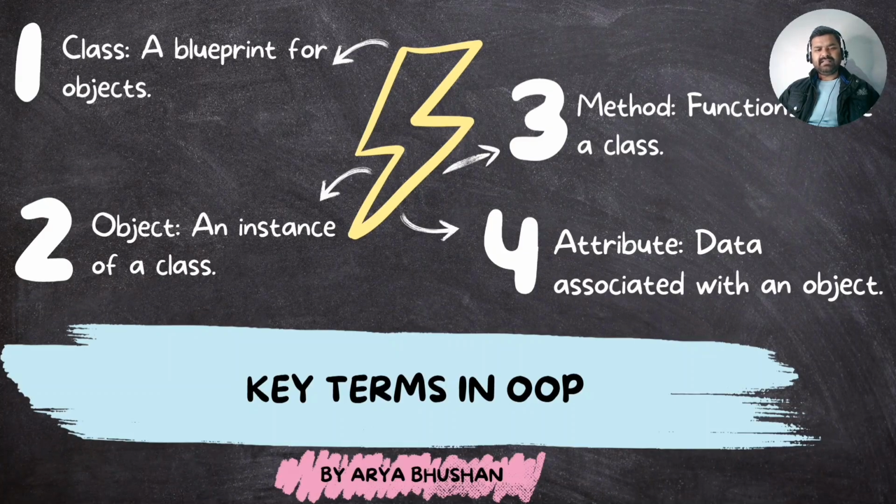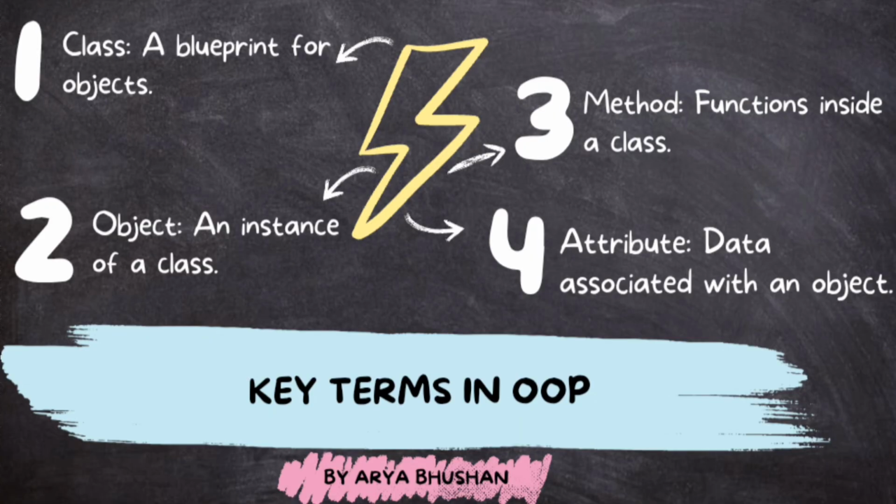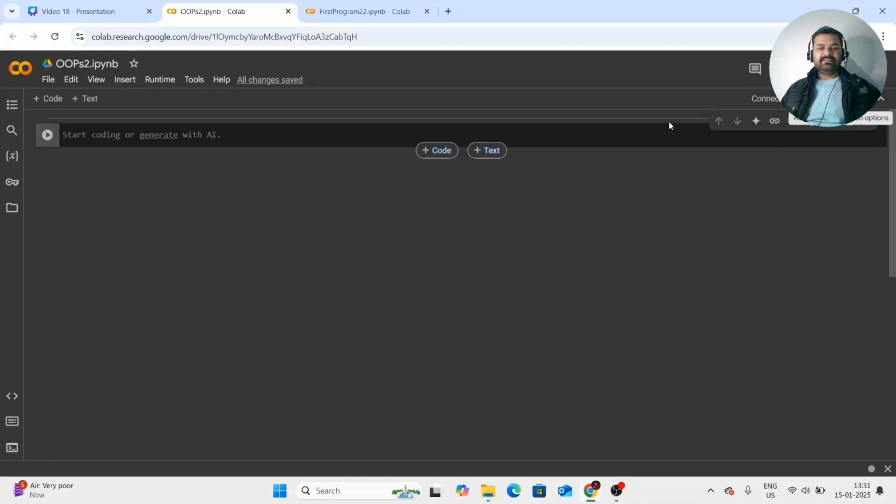Before we jump into practical examples, let's understand some essential OOP terms. A class serves as a blueprint while objects are instances of this blueprint. Methods represent the actions objects can perform, and attributes store the data associated with an object. Let's dive into practical examples to solidify our understanding of OOP concepts. I will first explain the code step by step and then we will see how it is connected to OOP principles.